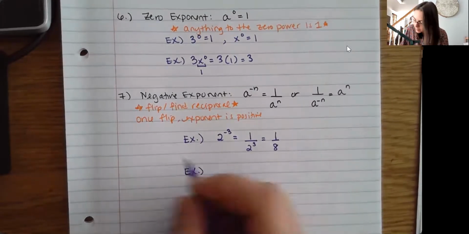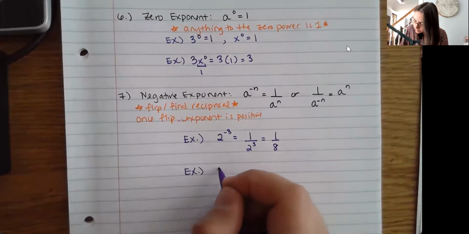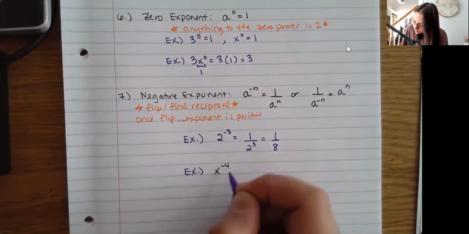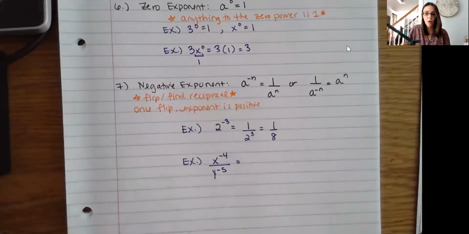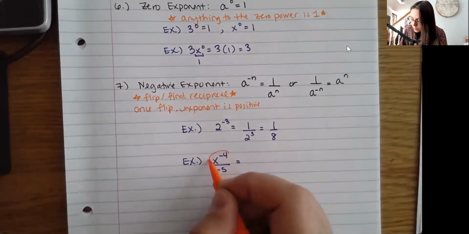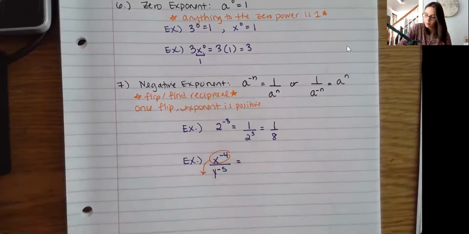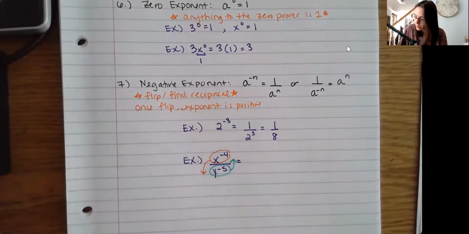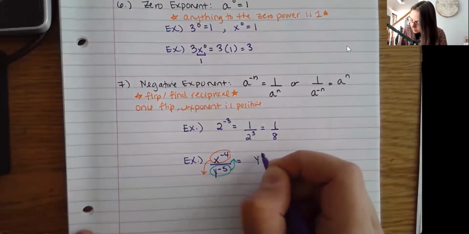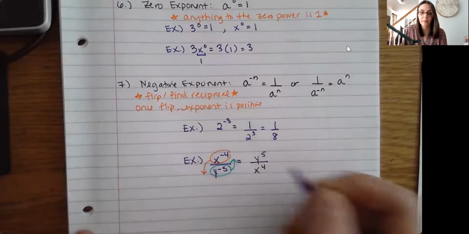Or maybe I have something like x to the negative 4 over y to the negative 5. So this one is going to flip this way, but this one is going to flip this way. So I end up with y to the 5th over x to the 4th.